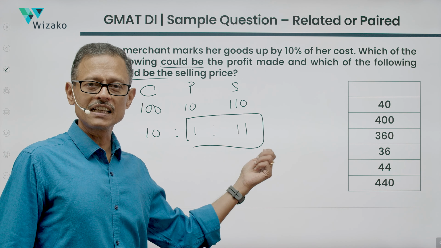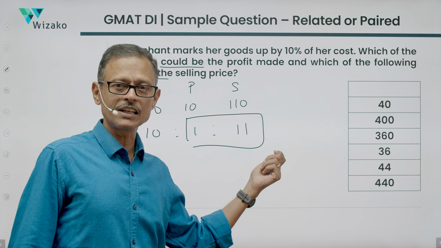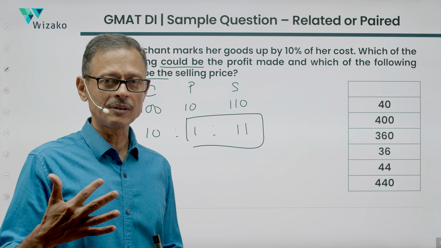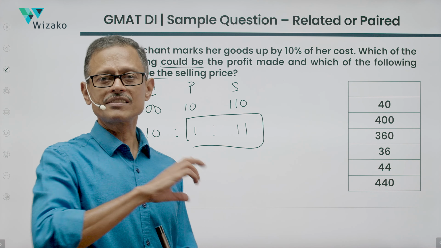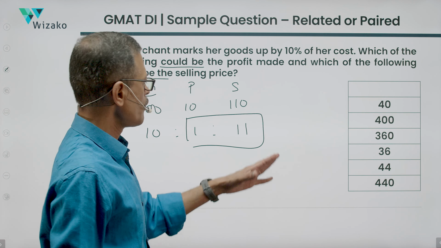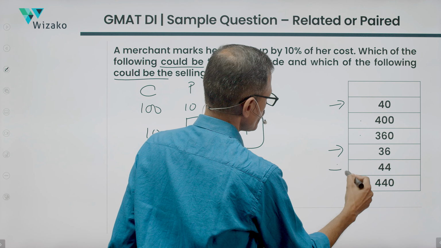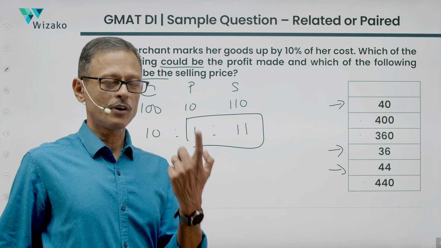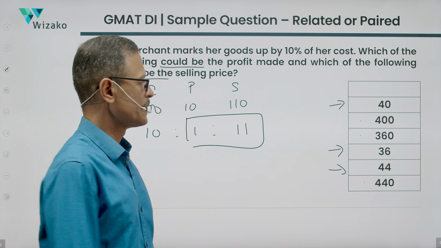It could be $1 and $11. It could be $10 and $110. It could be $1,000 and $11,000. So any two numbers which are in the ratio of 1 is to 11 from this set will match this particular criteria. Obviously, look at the smaller numbers. These are 10 times kind of numbers. These are all the smaller numbers. So 40, 36, 44 are likely to be our possibilities for the profit.